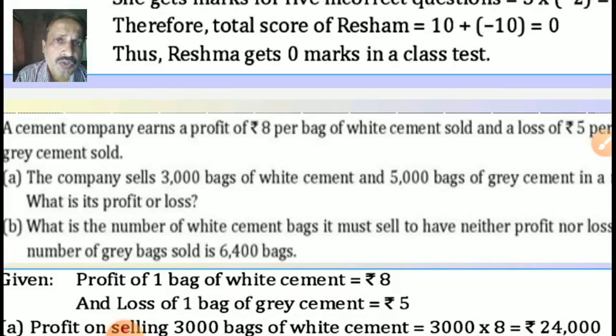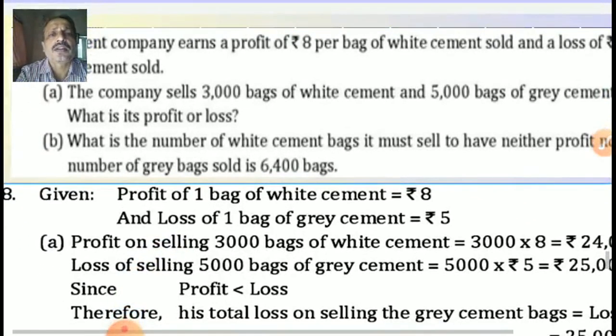Student, in this question they ask us A and B. Two questions they ask us. So one by one we can find out the answer. Both answers we cannot solve at a time. So first we can attempt A. Here is the answer A.